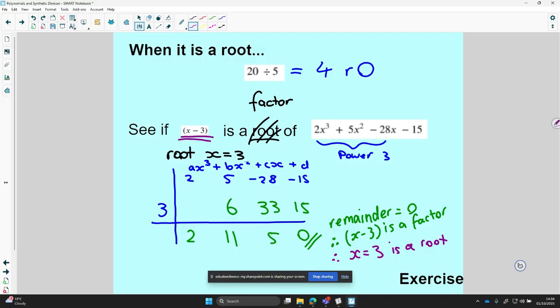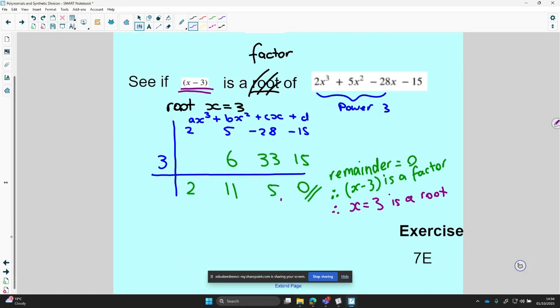Okay? We know how to rewrite this as a quotient and the divisor. So I'd take this to the next step. X minus 3, 2x squared plus 11x plus 5. There's no remainder, so there's nothing to add on to the end. I'm one step closer now to being fully factorized. I've got a quadratic. We just factorize this the normal way.